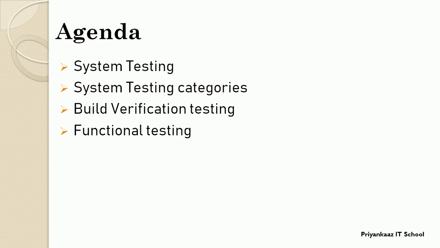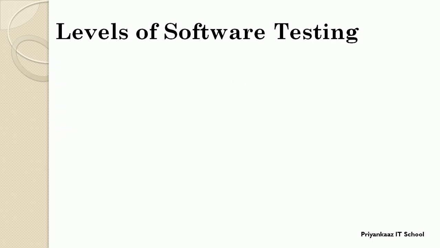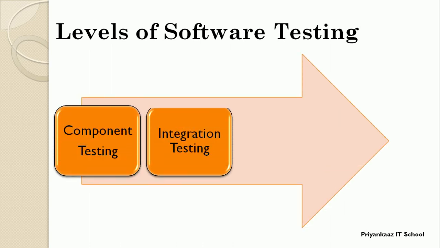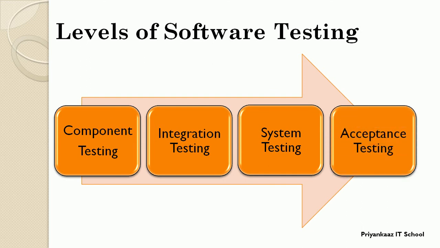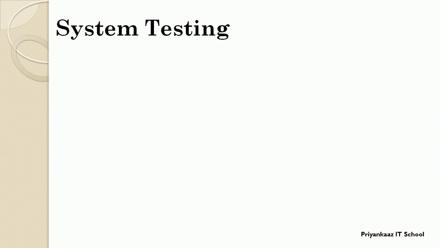Okay, now let's see what the different levels of software testing are. In software testing we have four different levels: component, integration, system and user acceptance testing. And our main focus in today's tutorial is system testing. We need to understand system testing with its categories. Now, what is meant by system testing, guys?